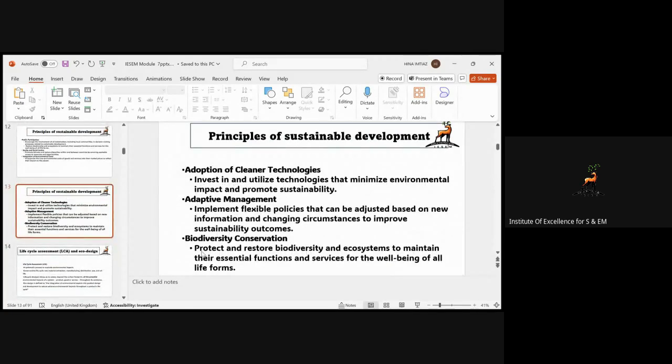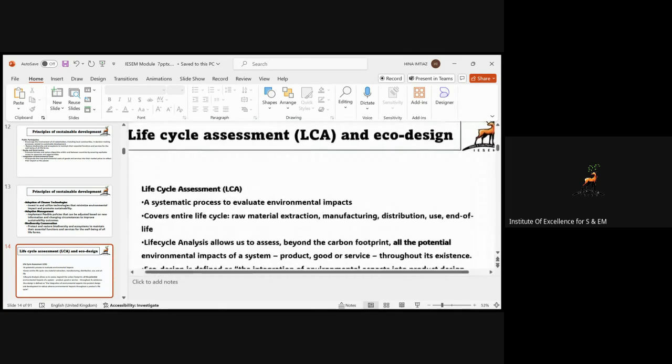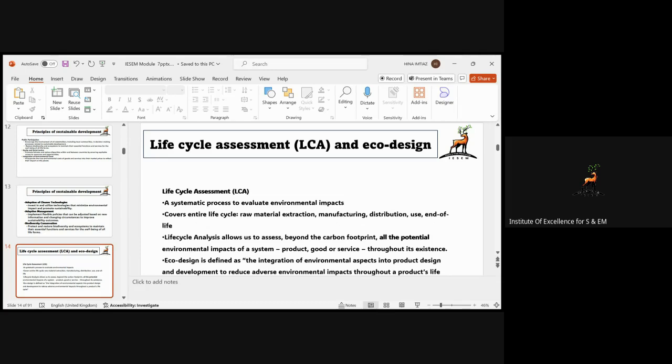So I am going to start the next subtopic, which is life cycle assessment and eco design. First of all, we have to know what is life cycle assessment. So basically, it is a systematic process to evaluate the environmental impacts, which covers the entire life cycle, including raw material extraction, manufacturing, distribution, use, and the end of that product. Okay, so the last stage will be the end of life. This is the life cycle assessment.